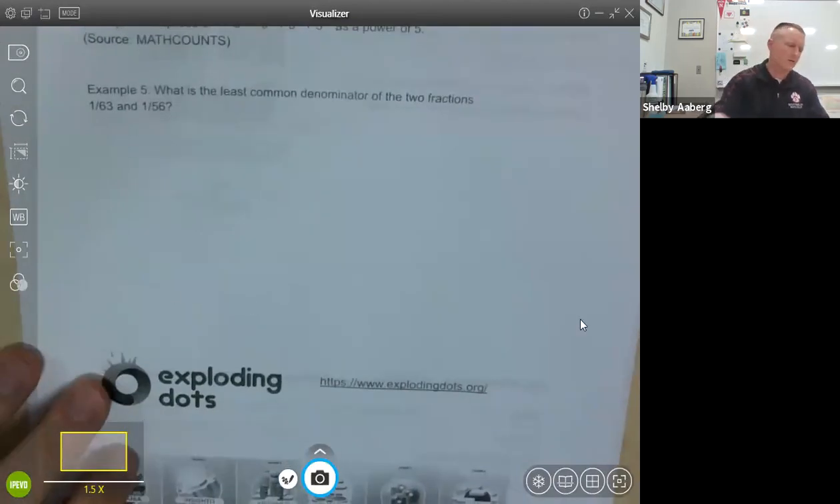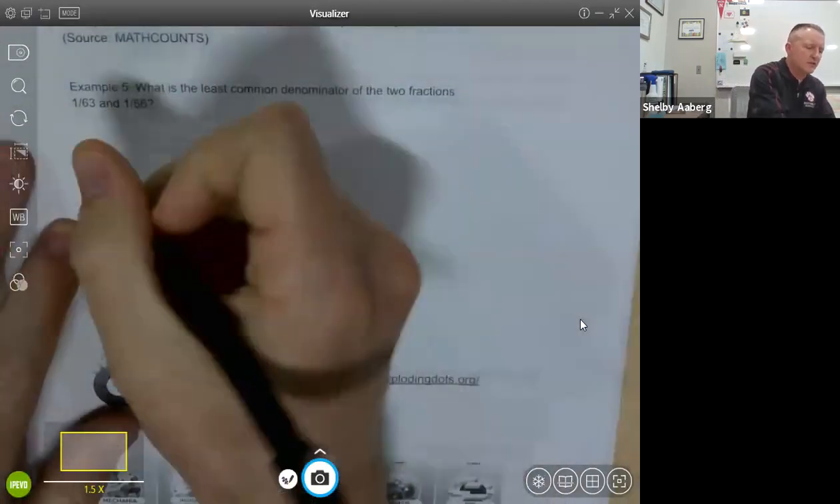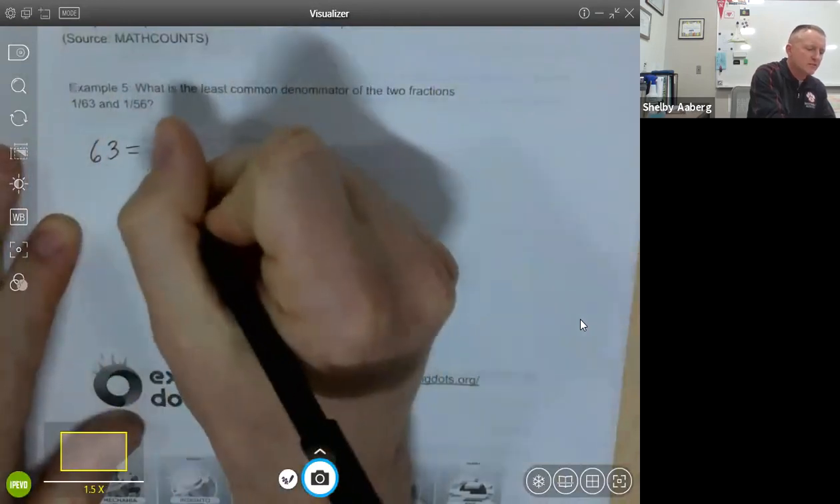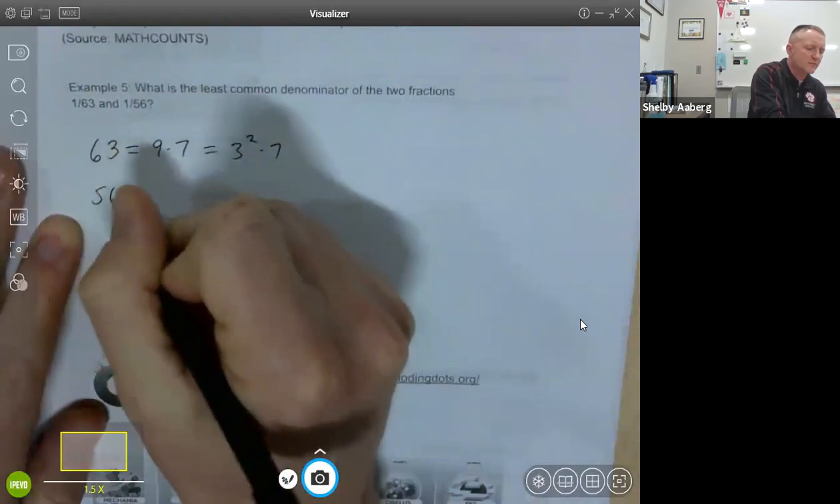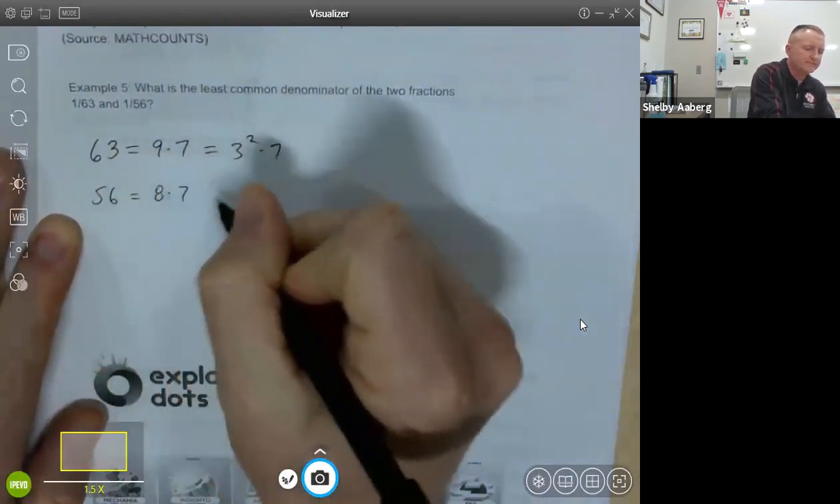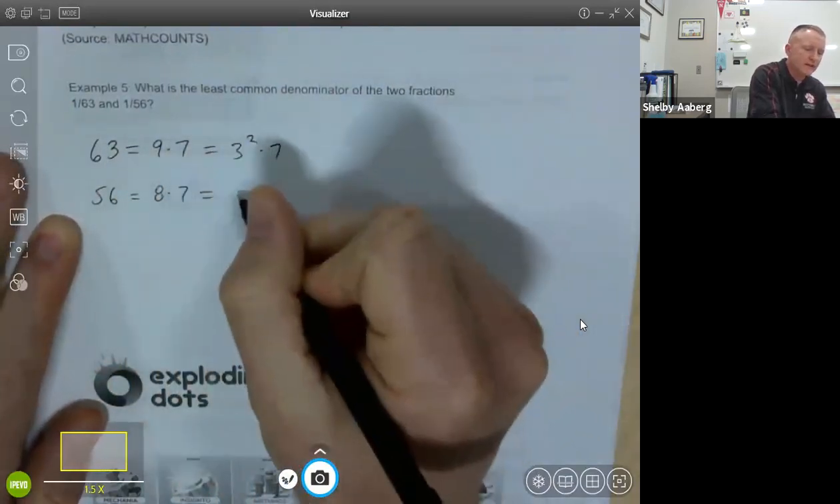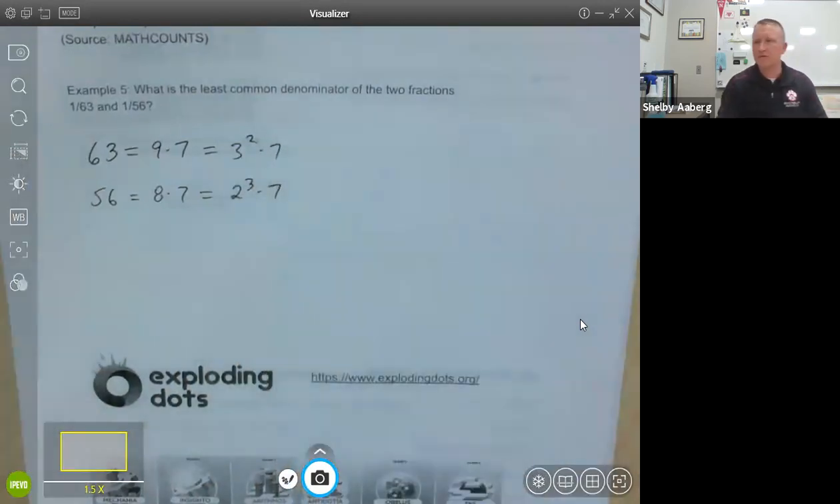By hand. So I decompose 63 into the product of 9 and 7, and 56 into the product of 8 and 7. And then I'm a big fan of writing things out silently without commenting.